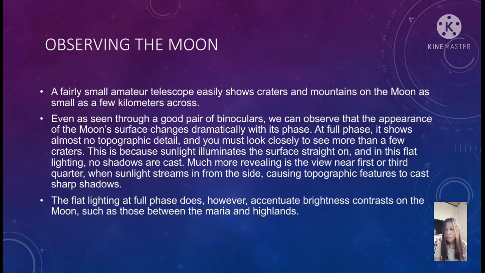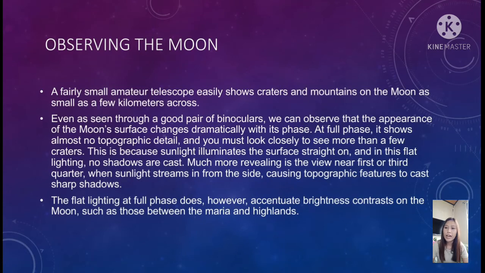This is because sunlight illuminates the surface straight on, and in this flat lighting, no shadows are cast. Much more revealing is the view near first or third quarter when sunlight streams in from the side, causing topographic features to cast sharp shadows. It is almost always more rewarding to study a planetary surface under such oblique lighting, with which the maximum information about surface relief can be obtained.